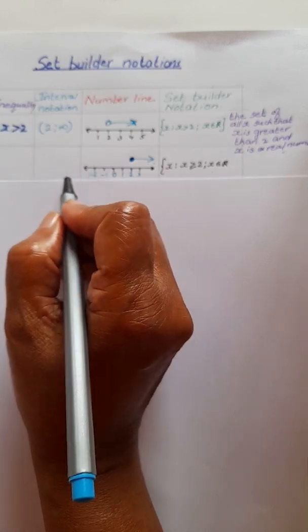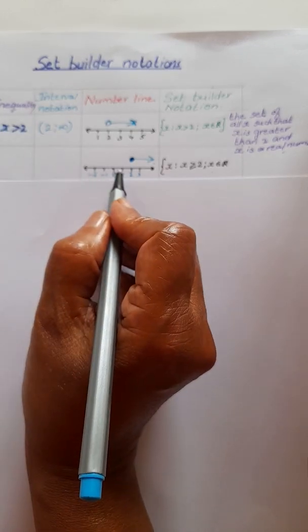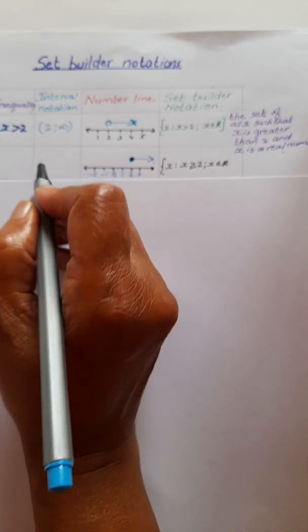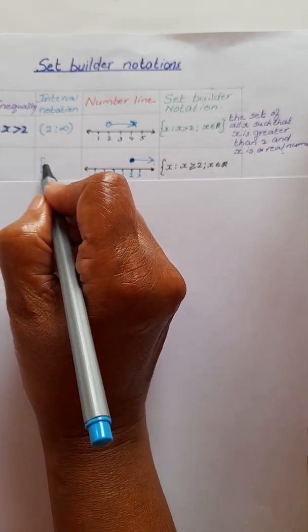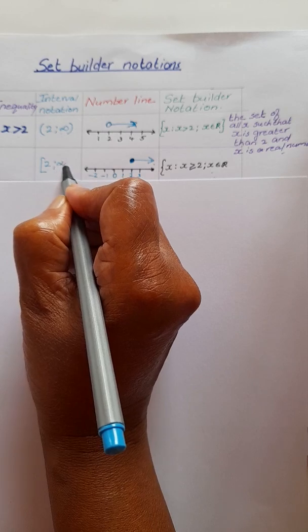How do you write that in interval notation? This side here is closed, and then we start at 2 and go up to infinity.